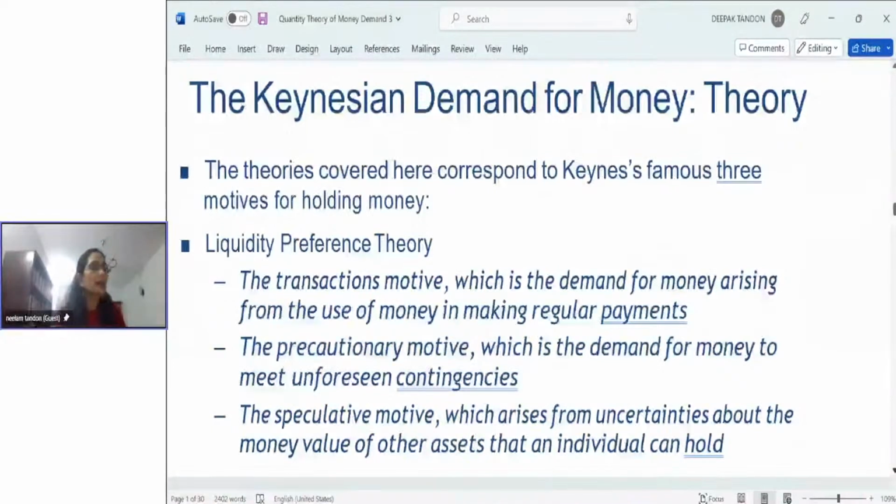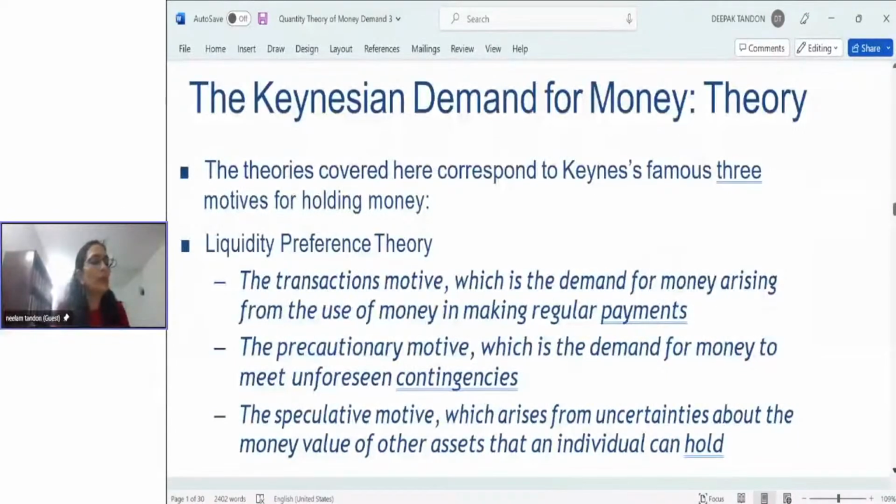Why is he considered the father of macroeconomics? Because he brought a revolution in the field of economics by changing the concept from a supply-driven economy to a demand-driven economy. And that is what this demand for money theory depicts from the Keynesian model. So Keynes had divided the motive for holding money.